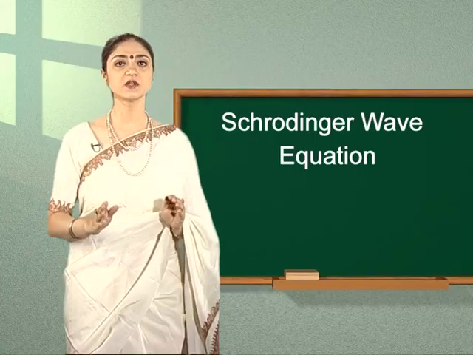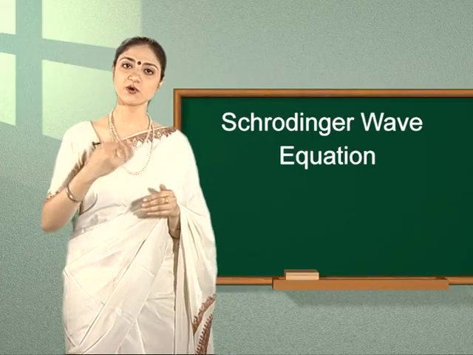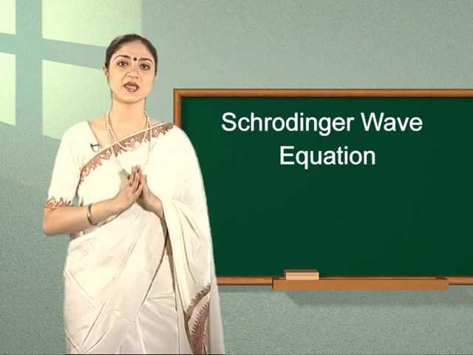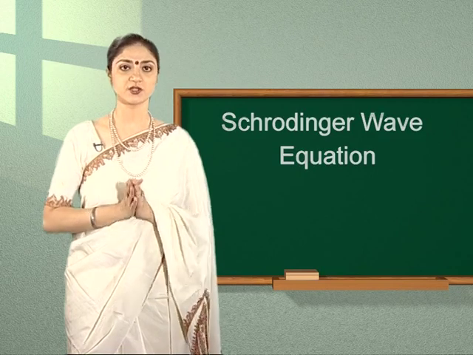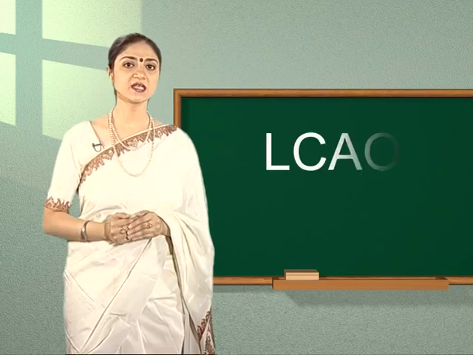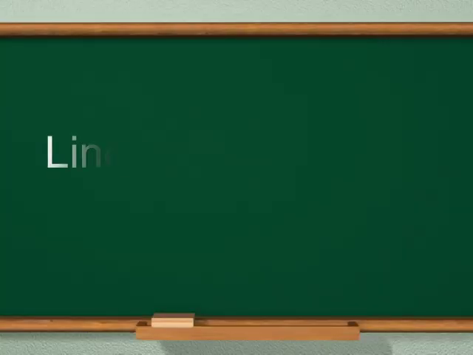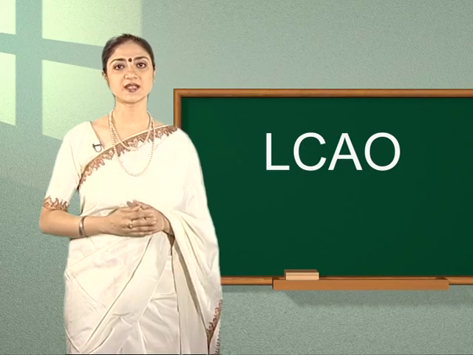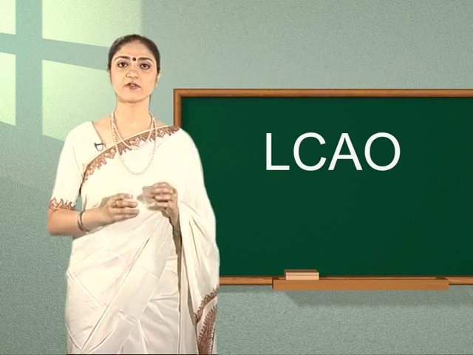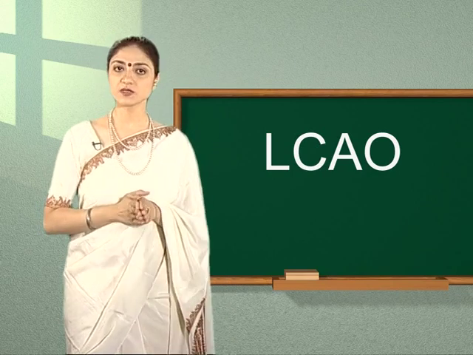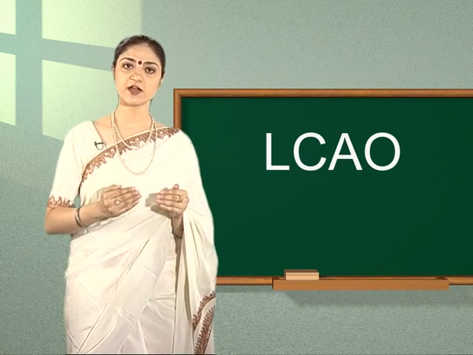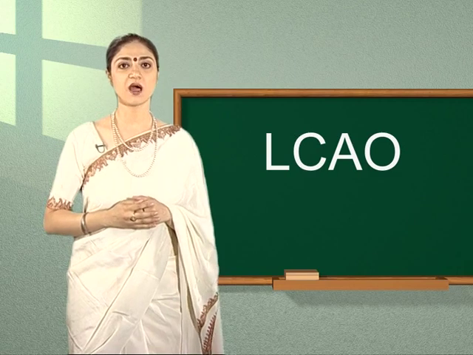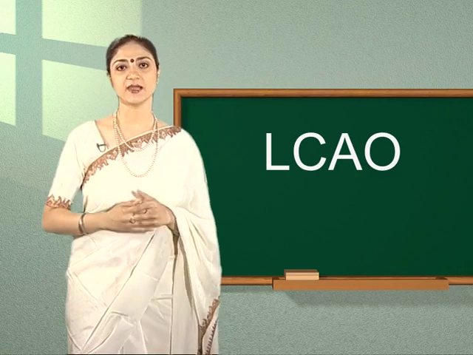It is not possible to calculate wave functions for more than one electron, especially in case of molecular orbitals, with the help of Schrödinger wave equation. As a result, LCAO, that is linear combination of atomic orbitals, comes into existence. With the help of LCAO theory, it is possible to calculate wave functions for the system containing more than one electron.